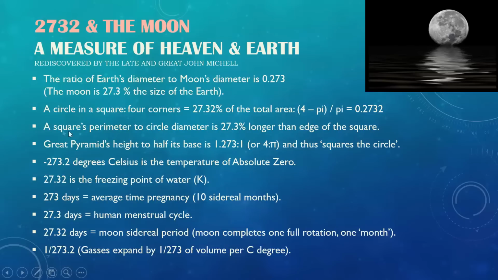And this is important. When we square the circle, there are these edges of the square that are outside the perimeter of the circle, and it fits this number 2732. Some other examples, the freezing point and absolute zero relate to this number. There are 273 days in an average pregnancy, which is 10 sidereal months. The human menstrual cycle is 27.3 days, and the lunar period is 27.3 days.